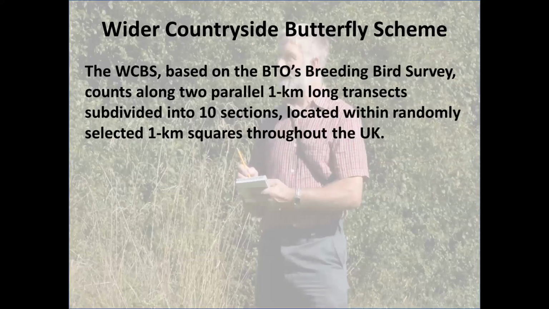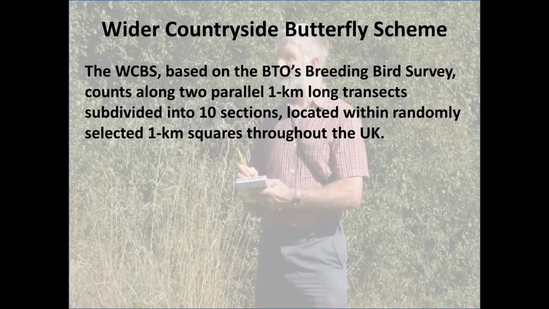There is something very similar, but a much simpler system called the Wider Countryside Butterfly Scheme or Butterfly Survey. And this, just like the BTO's Breeding Bird Survey, is intended to collect data in a way which can be standardized. So people set off and walk a 1 kilometer long transect, which is, as you can see, broken into sections. But the beauty of this, the reason that makes it so much easier than doing the transects, is that instead of going out for week after week through the summer, you might only go twice. But again, because the data is collected in a standardized way, it's possible to compare it.